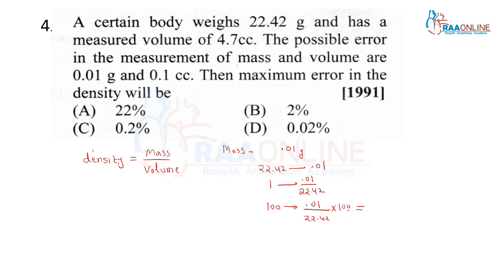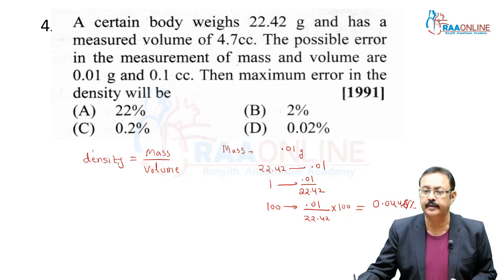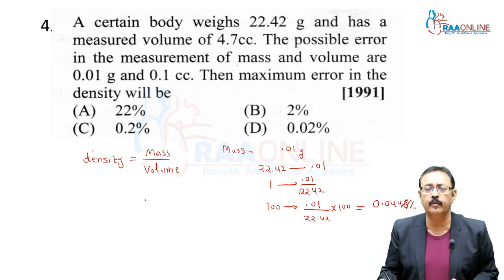What we want to calculate? 0.01 multiplied by 100 divide by 22.42, what we are getting? 0.044. We are getting 0.044%. Now we will calculate the error for volume.